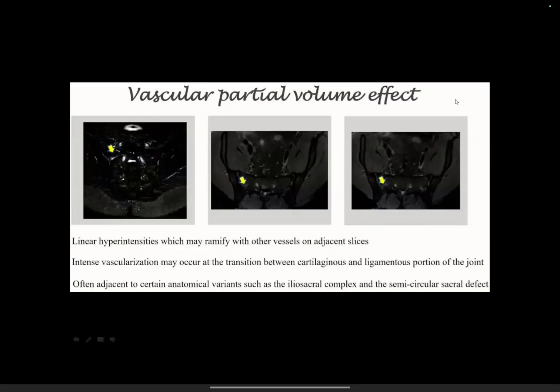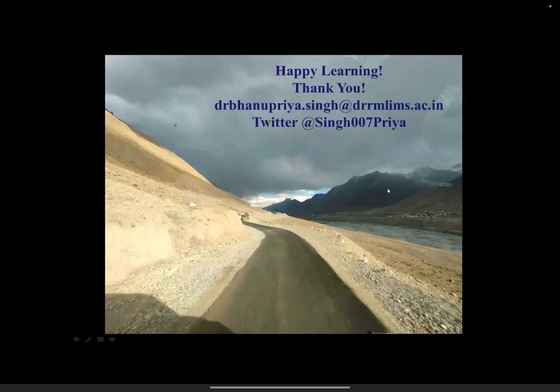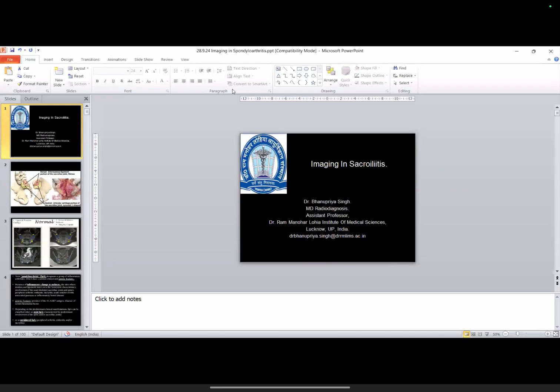Now, vascular partial volume artifact. Here it occurs most commonly at the junction of the cartilaginous and fibrous portion of the joint. And how do you differentiate it? You see linear hyperintensities nearly crossing the joint. They are actually adjacent small vessels, and pulsation or partial volume of these give rise to these linear hyperintensities. So that is pretty much it about my lecture. Thank you.